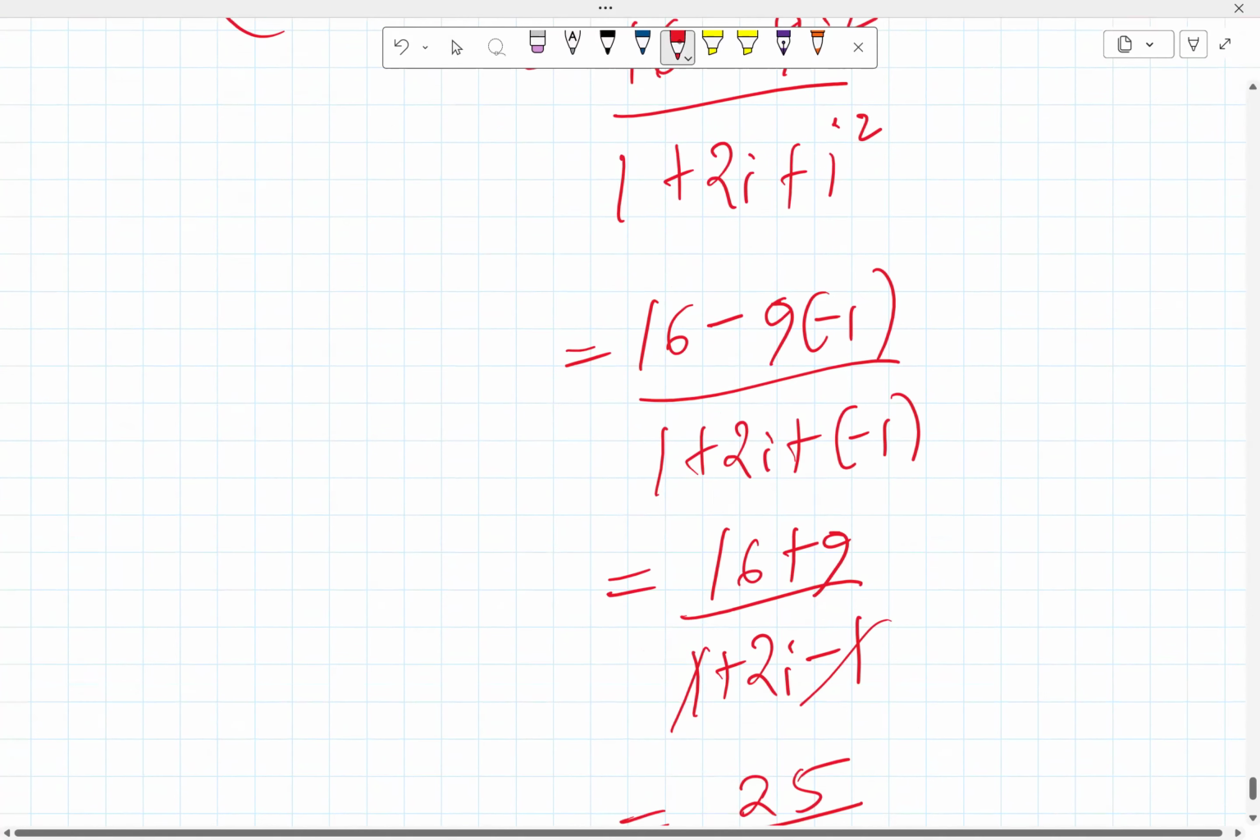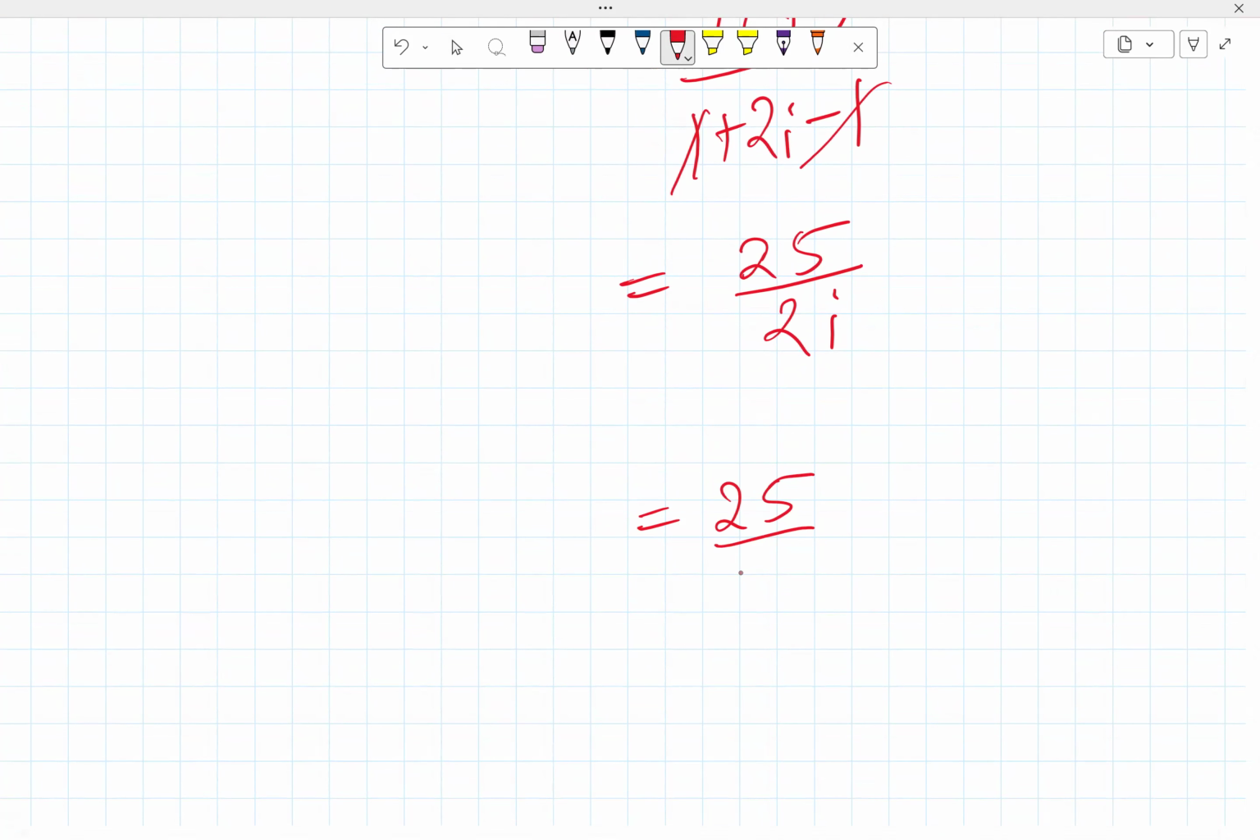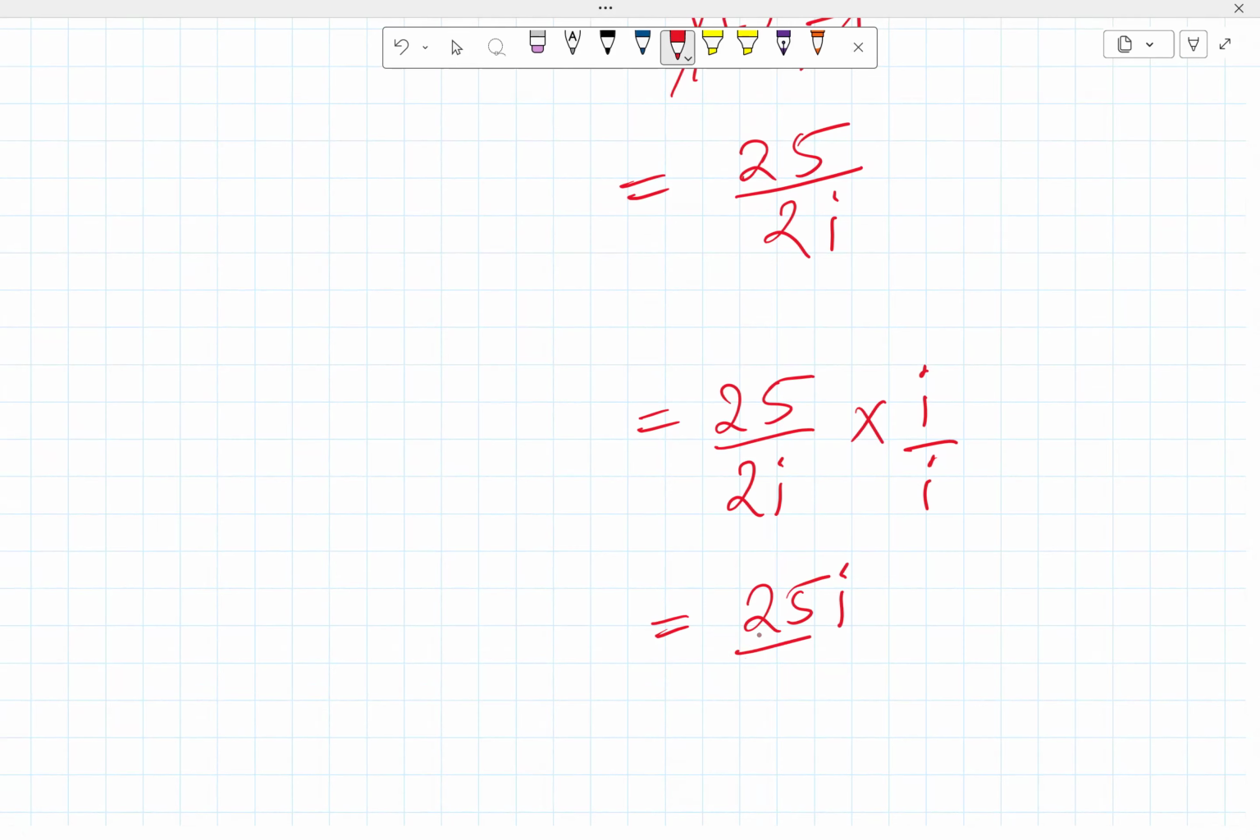So we now rationalize. To rationalize it, it's easy. We just multiply by i over i. So that's 25 over 2i times i all over i. We don't have to do 2i, because i is all that's needed in this problem. So you have 25i over 2i squared.